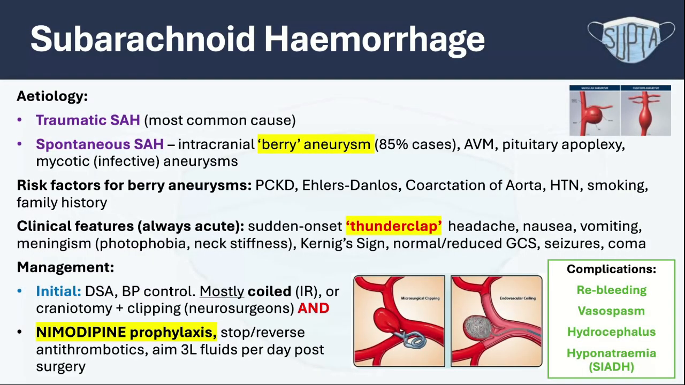Thirdly, hyponatremia can be a complication, which is often due to SIADH, syndrome of inappropriate antidiuretic hormone, after the hemorrhage itself.